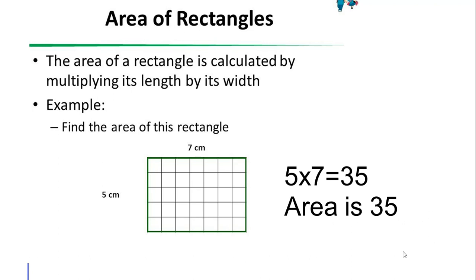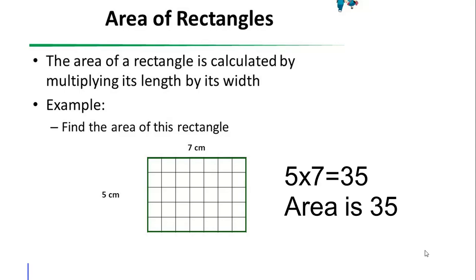So the area of this rectangle is 35 square centimeters, and it would be the same as if you were using any other unit. For example, if it was inches, you would say square inches. If it was meters, you would say square meters. It doesn't matter the unit, but you always have to know that the area is measured in square units.